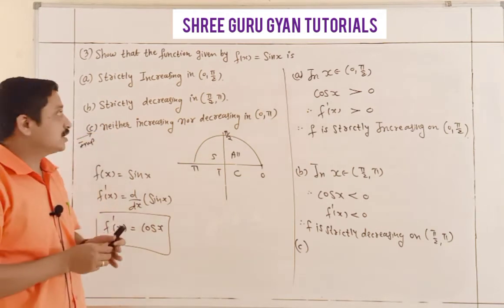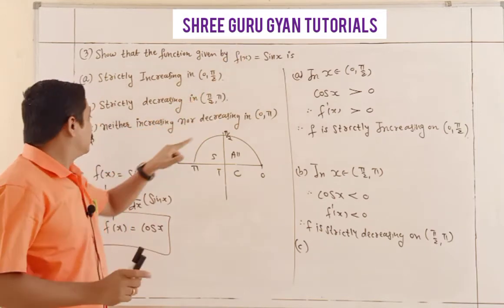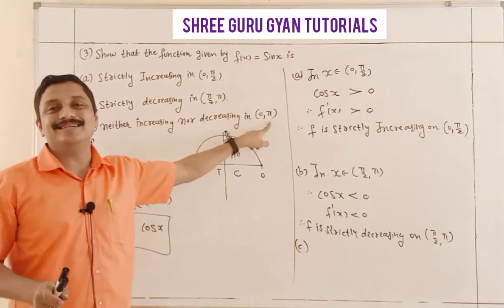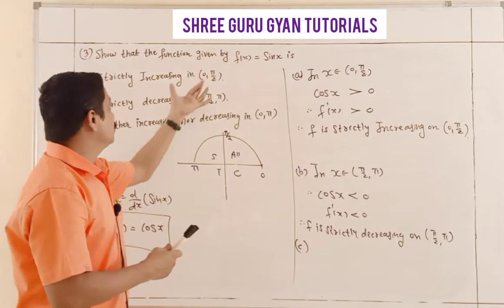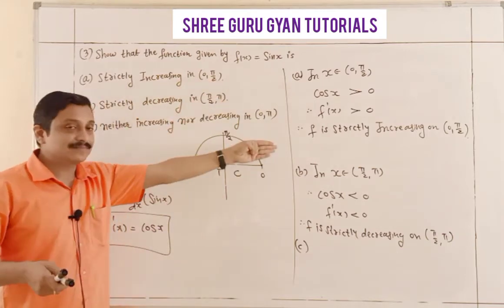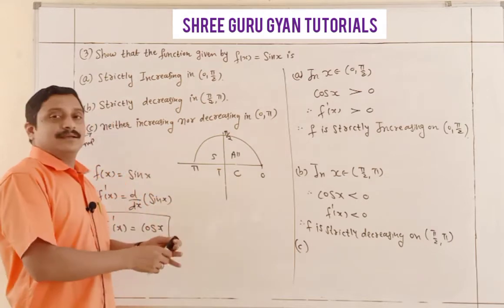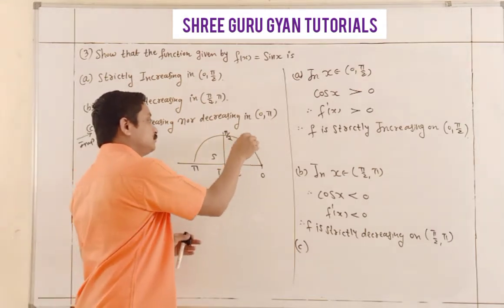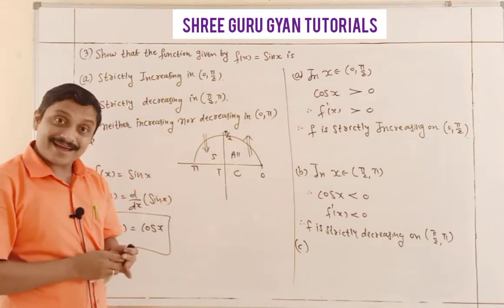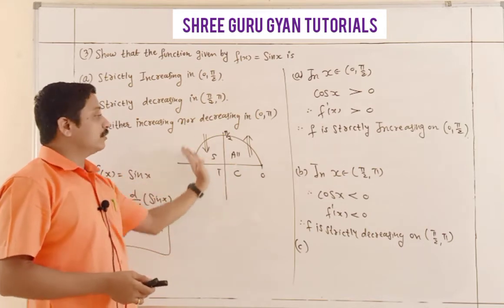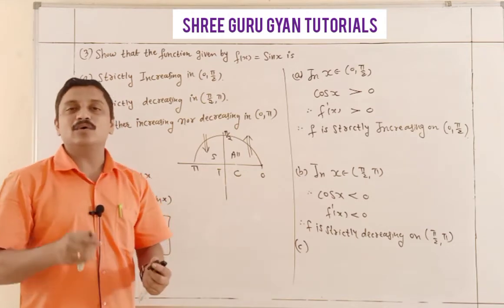Mostly the question is given: show that the function f(x) = sin x is neither increasing nor decreasing in (0, π). So students, you must prove that in (0, π/2) it is strictly increasing and in (π/2, π) it is strictly decreasing, compulsory. Here it increases, here it decreases. That's why in the whole interval 0 to π it is neither decreasing nor increasing. So at the last, you just write down this statement.